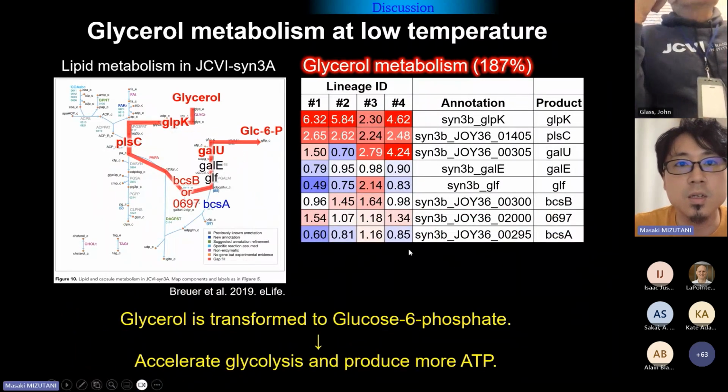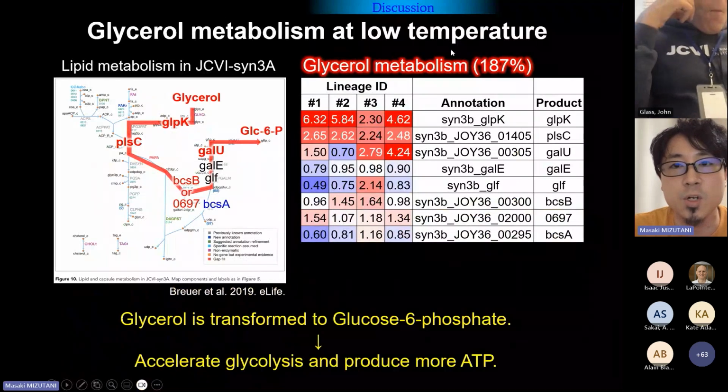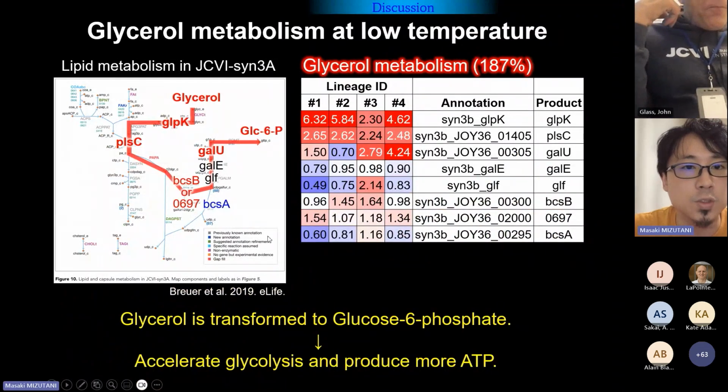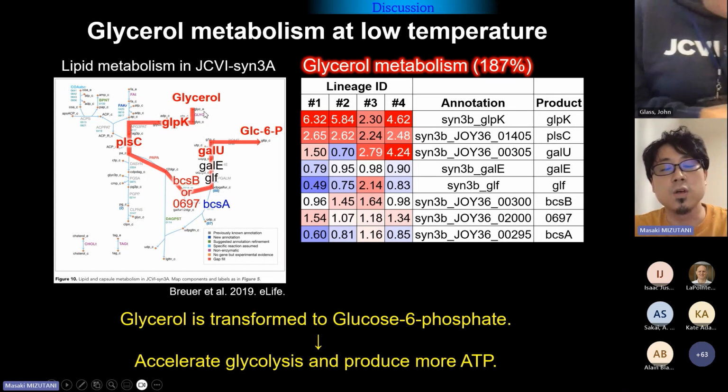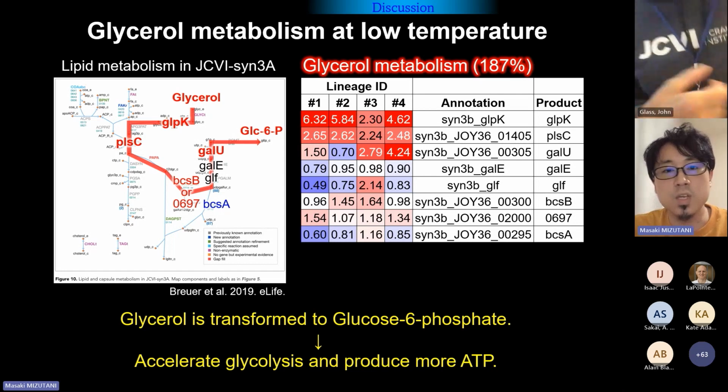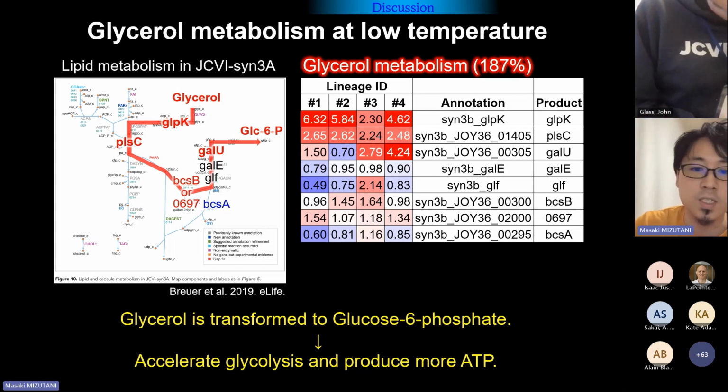And here I show the glycerol metabolism. The left panel shows the lipid metabolism pathway in Syn3A, and this red enzyme has a higher expression level in the adaptive strain. So it means that the pathway may be increased. This pathway transforms glycerol to glucose 6-phosphate. Maybe it helps to accelerate glycolysis, and it's helpful to produce more ATP molecules to help cell growth at low temperature.